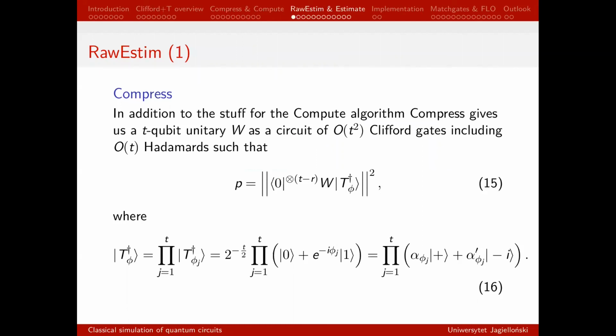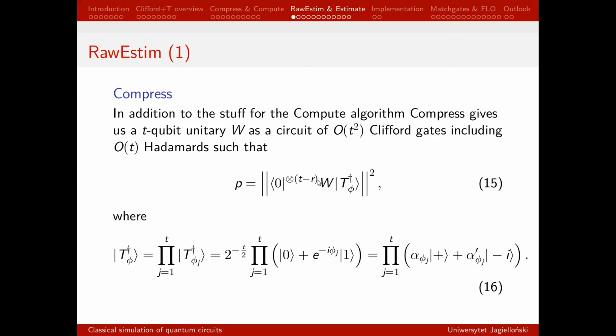Okay, so this is the first 2 of the algorithms. There are 4 algorithms in our paper. Compute and compress are the first 2. The main ones are called raw estim and estimate. The way raw estim and estimate work is they take the second output of the compute algorithm, which is this quantum circuit W applied to a magic state, and they express P as well.